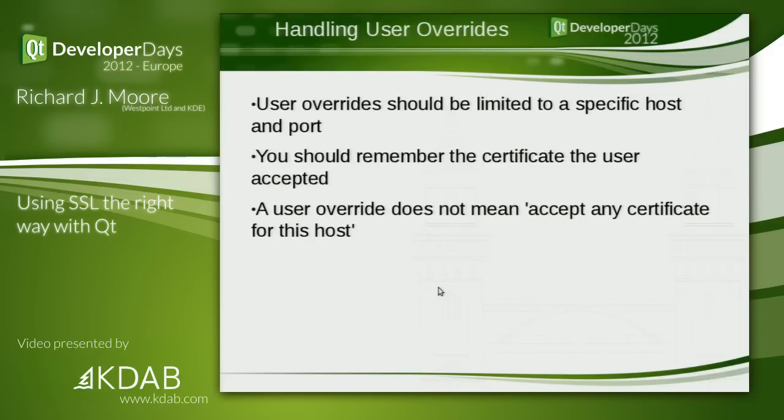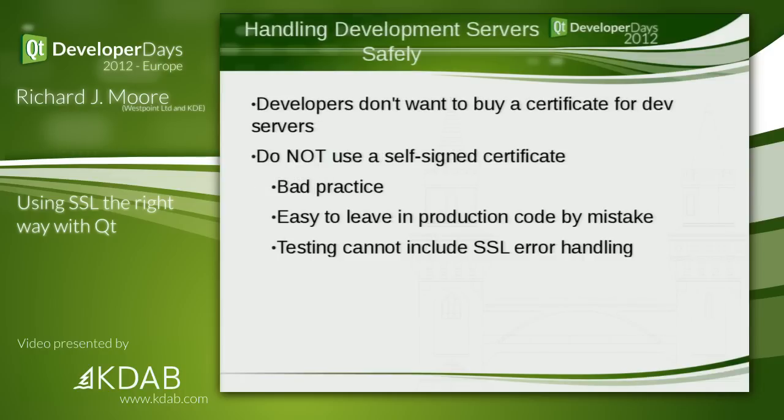Okay, so now I've shown you how to do something stupid. Let's go on and look at how we can do things properly. So the first situation I'm going to look at is handling a development server. Now, developers are cheapskates, we all know that. Developers know they can make their own self-signed certificate, we all know that. So the problem is they do.